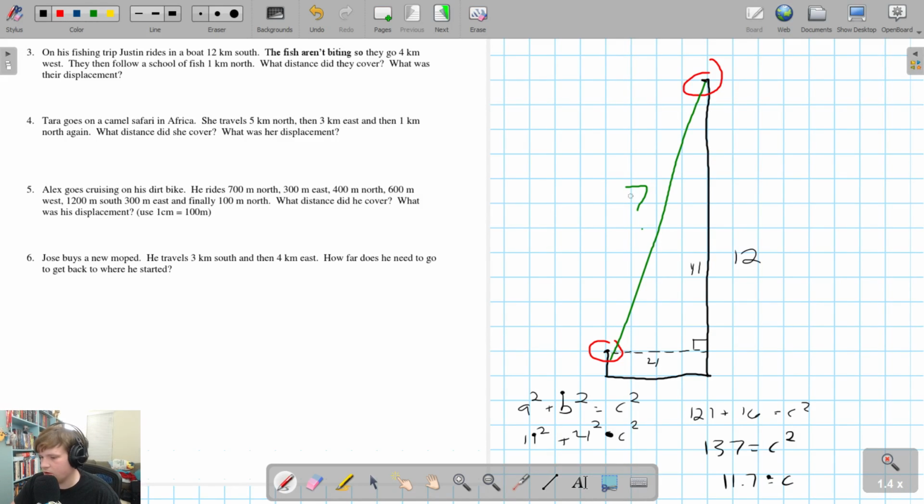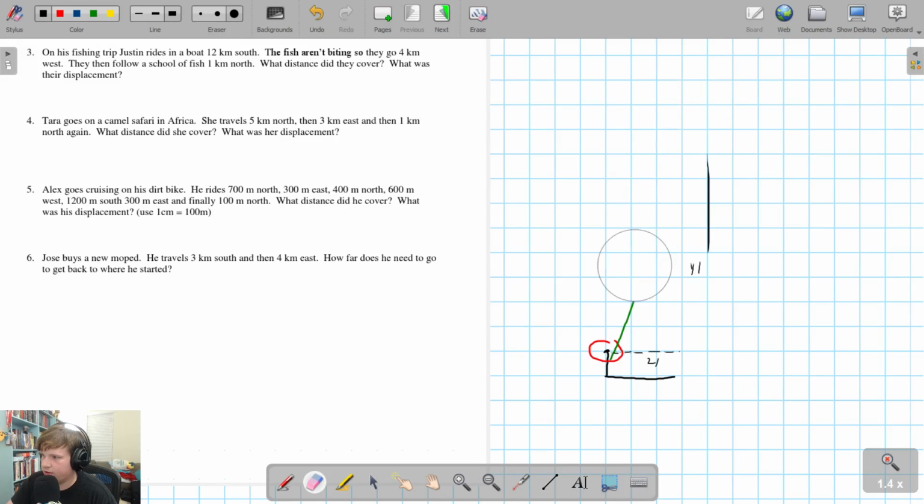Okay? So anywhere you end up, if you're on graph paper, you can draw your right triangle and figure it out from there, or you can calculate it, depending on what they tell you. Like, if they end up 1 meter away from where they started, well, then it's going to be 1 meter for your displacement.